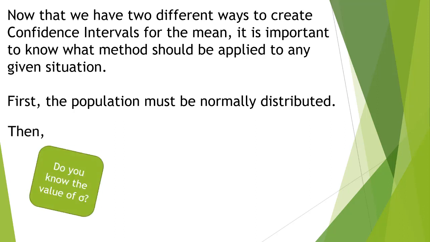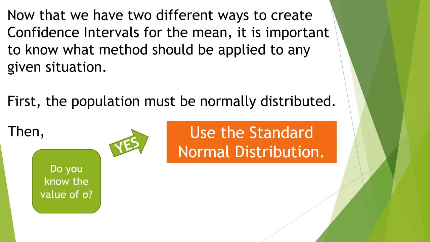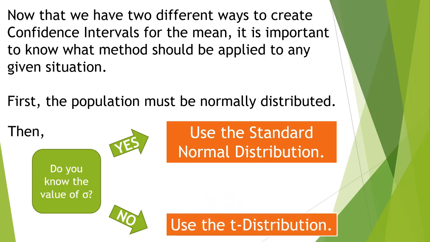Then the question that you're going to ask yourself is, do you know the value of sigma? Do you know the population standard deviation? If the answer to that question is yes, then you're going to use the standard normal distribution. You're going to use z-scores. If the answer to that question is no, then you're going to use the t-distribution. Okay, so it's all about whether or not you know sigma.